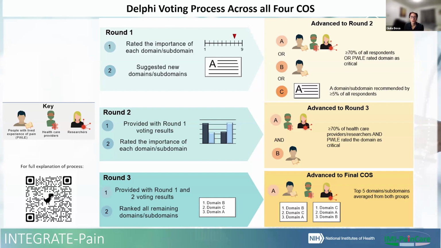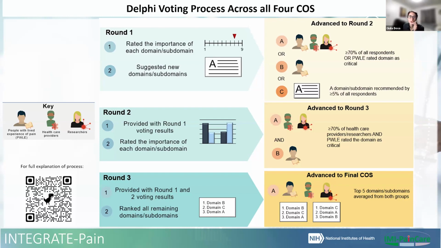And then in the 3rd round, to make sure that we were actually able to reach consensus by this 3rd round, we had all participants just rate their top 5 domains of the domains that were remaining. And then from those rankings, as you can see here on the right, we basically averaged them from both groups to come up with a final list of 5 for each group.